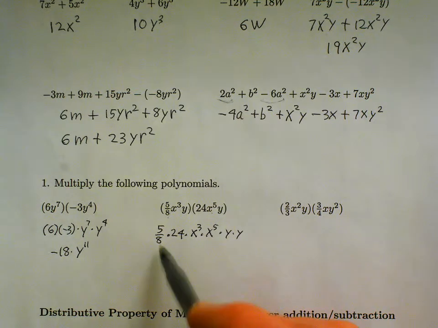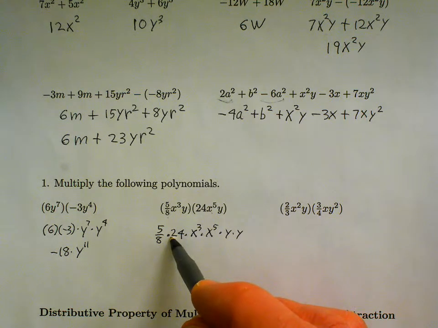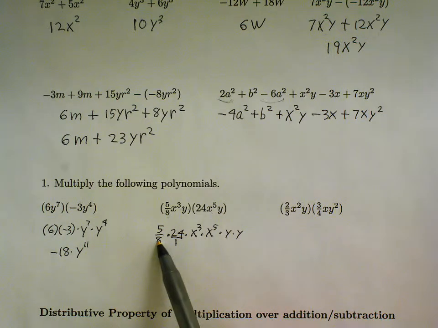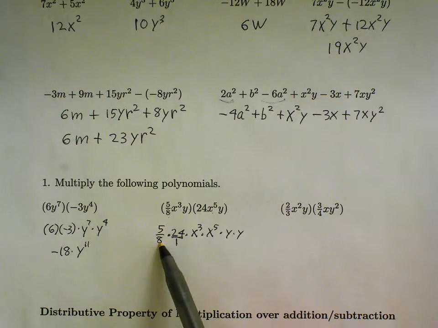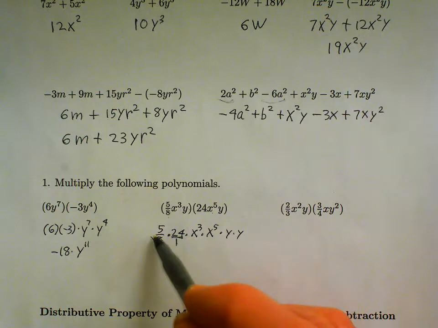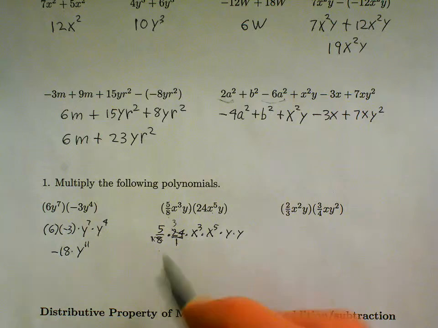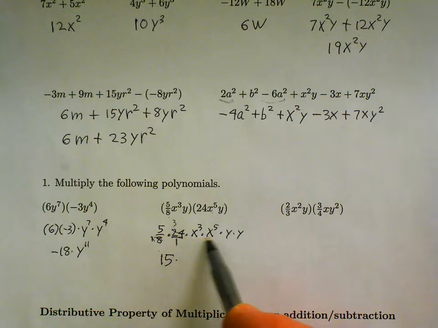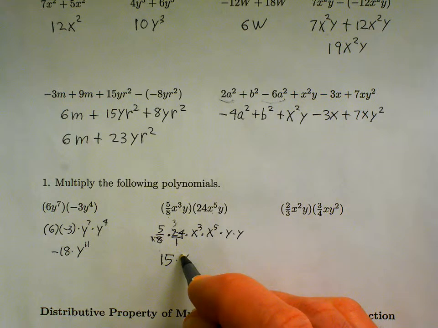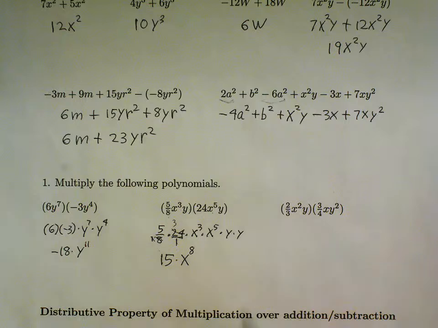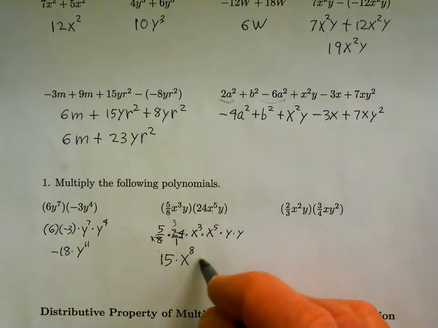And then 5/8 times 24, well, remember when you're multiplying fractions, you can look for common factors from denominators and numerators that cancel each other out. 8 goes into 8 once, and into 24 3 times, so we have 5/1 times 3/1, which is 15. And then times x to the third times x to the fifth, we add the exponents, so we get x to the 8th. And then y times y, that's y to the first times y to the first, so we get y to the second.